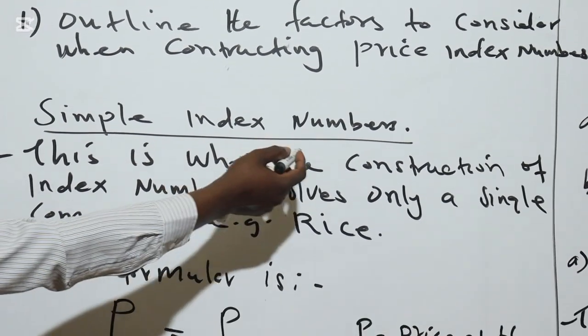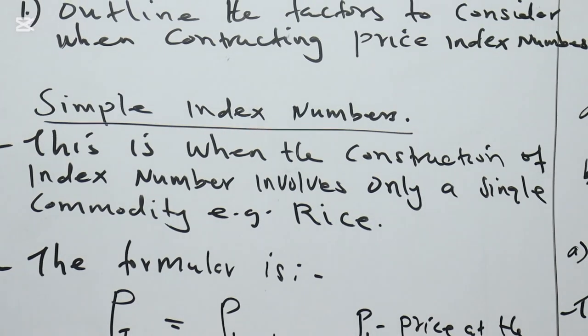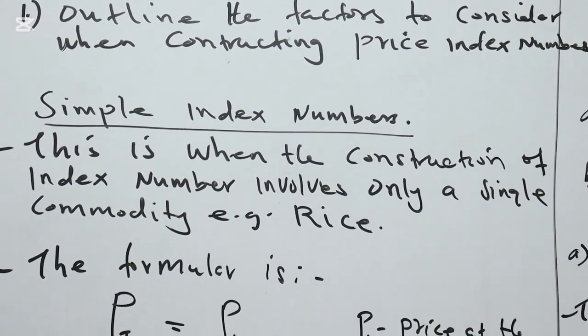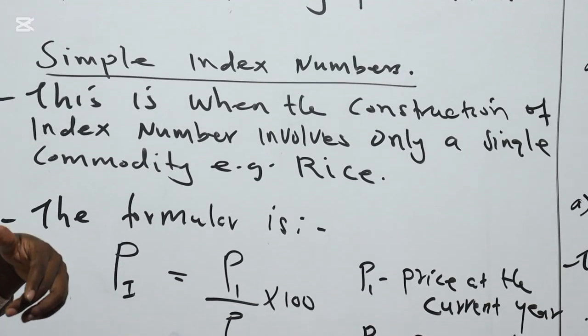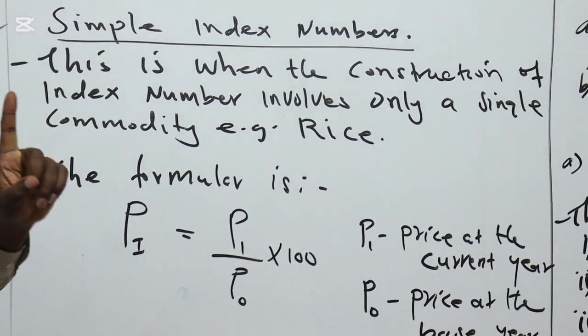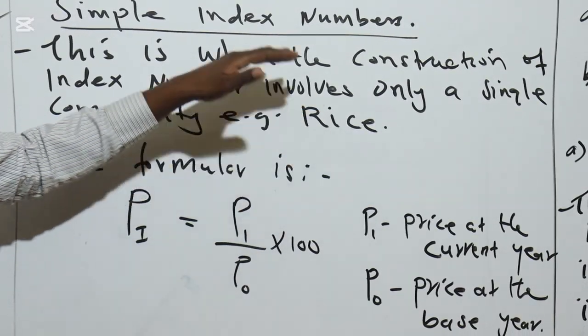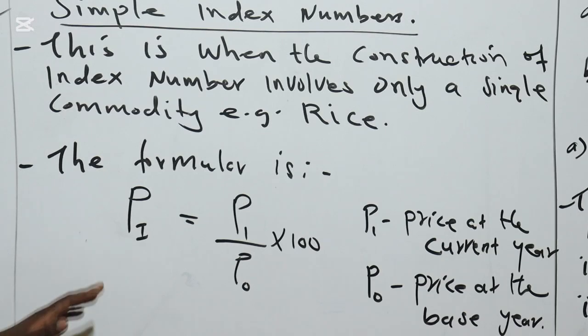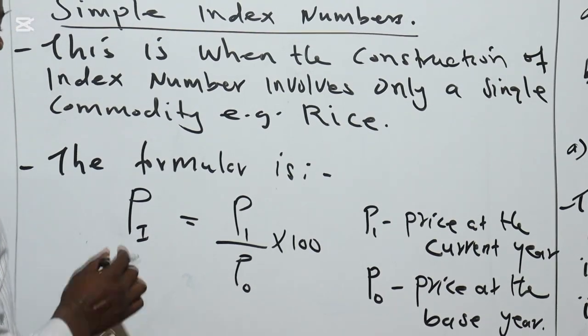Then we have simple index numbers. So when you are constructing index numbers based on only one single commodity, maybe it is rice, you want to compare the price of rice in 2020 and 2025. So you are only talking of one commodity, which is rice, then that index number is called the simple index number. And the formula is the price index.